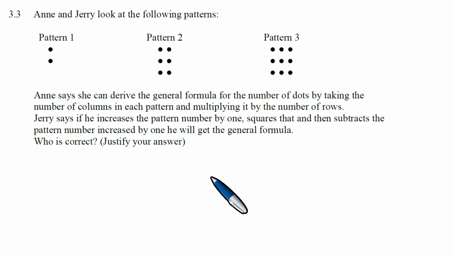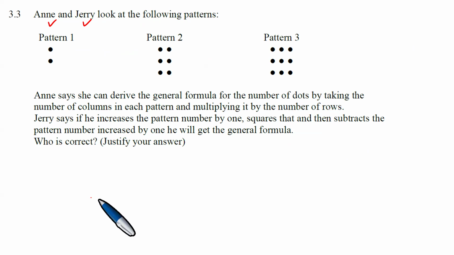Who is correct? Is it Anne or is it Jerry? I repeat. Anne and Jerry look at the following patterns. Pattern 1, there are 2 dots. Pattern 2, 2, 4, 6 dots. Pattern 3, 3, 6, 9 dots. Anne says she can derive the general formula for the number of dots by taking the number of columns in each pattern and multiplying it by the number of rows. Jerry says if he increases the pattern number by 1 and squares that, and then subtracts the pattern number increased by 1, he gets the general formula. Who is correct between the two?